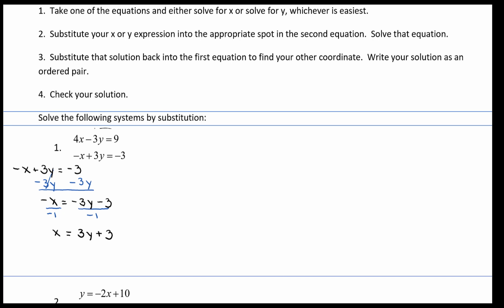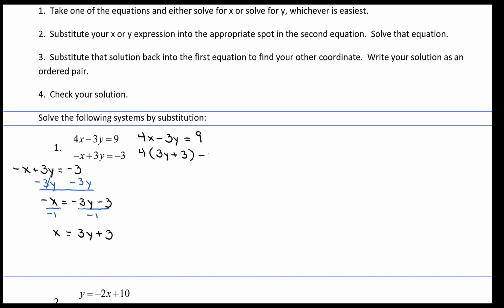So the other equation was 4x minus 3y equals 9. I'm just going to copy it right over here to the side. 4x minus 3y equals 9. And in place of x, I am going to substitute the entire expression 3y plus 3.